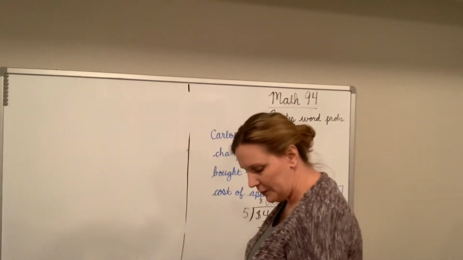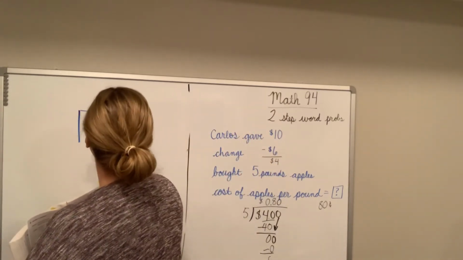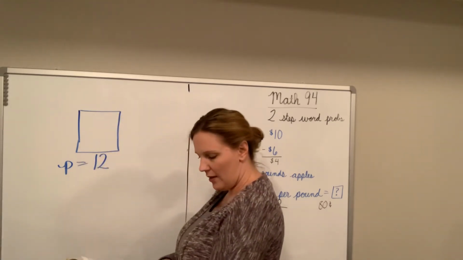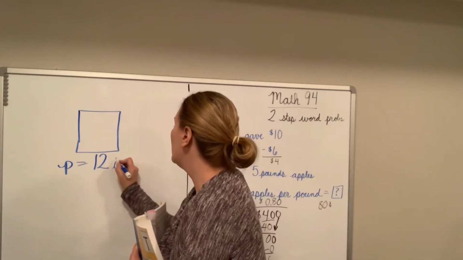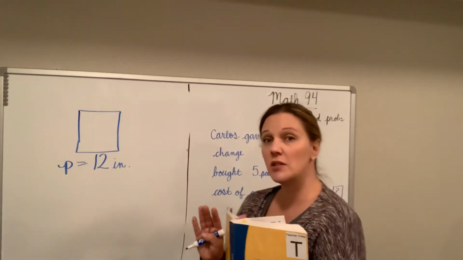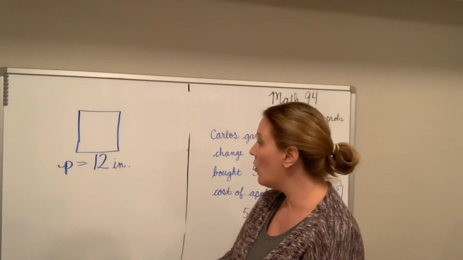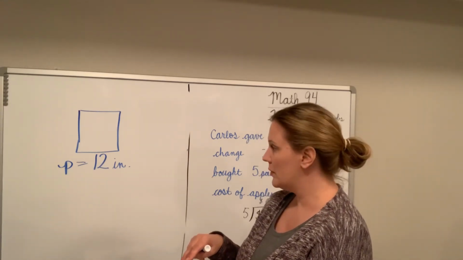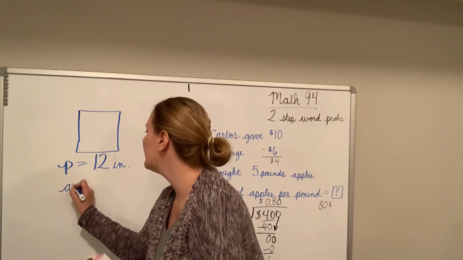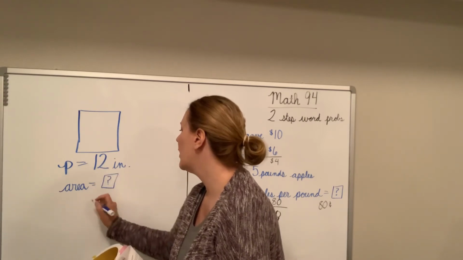We're going to look at a square whose perimeter is 12 inches. Okay, so you know that perimeter is the distance around, like a fence, and we know that it's 12 inches. So we also know that in a square, all four sides are the same length, right? Oh, I forgot to tell you what we're looking for. We're looking for the area. We know the perimeter is 12 inches. We need to find the area of the square. What is the area of our square?